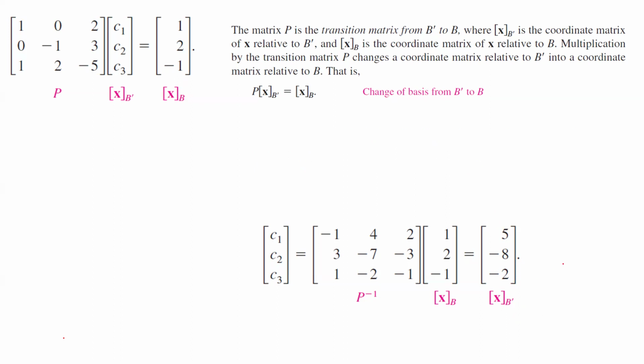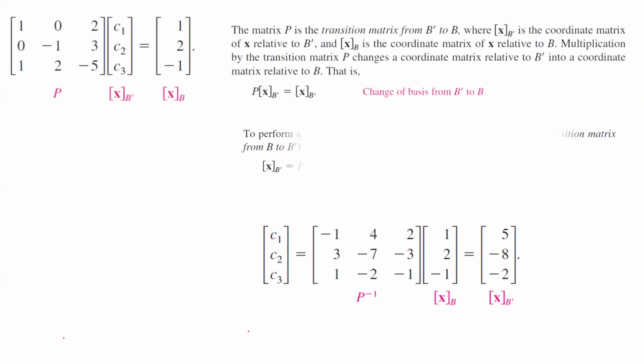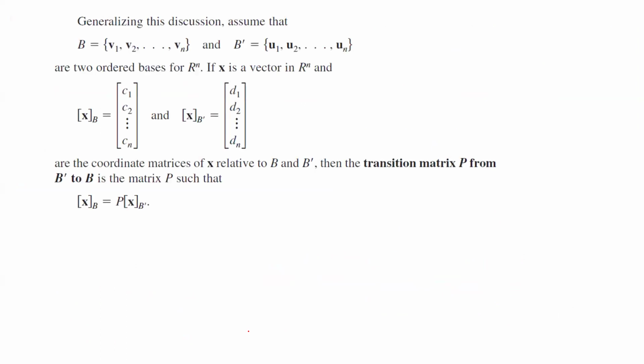So instead of doing all of this algebra, on the other side, you could just find the inverse of this matrix and multiply it by 1, 2, and -1. Perfect.